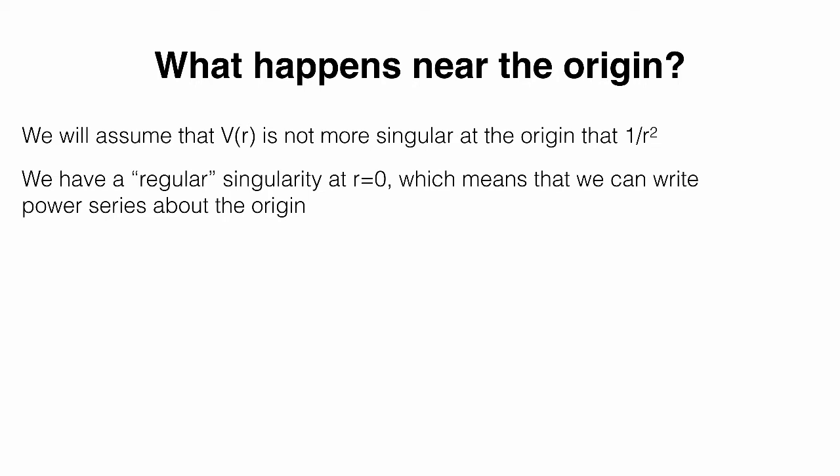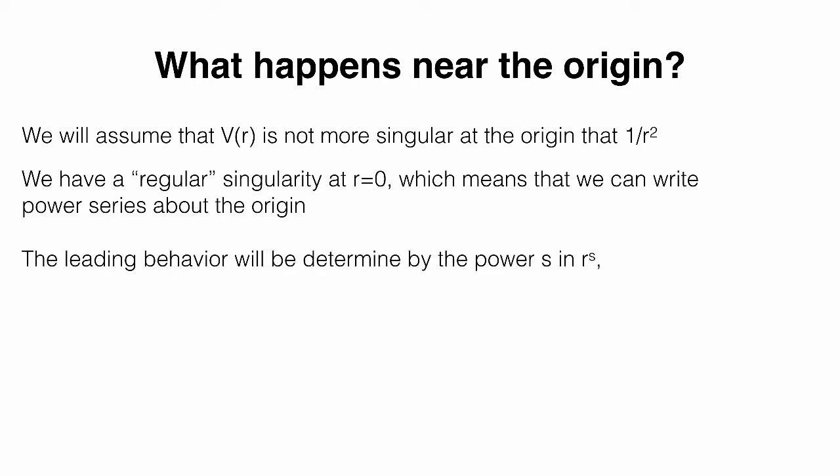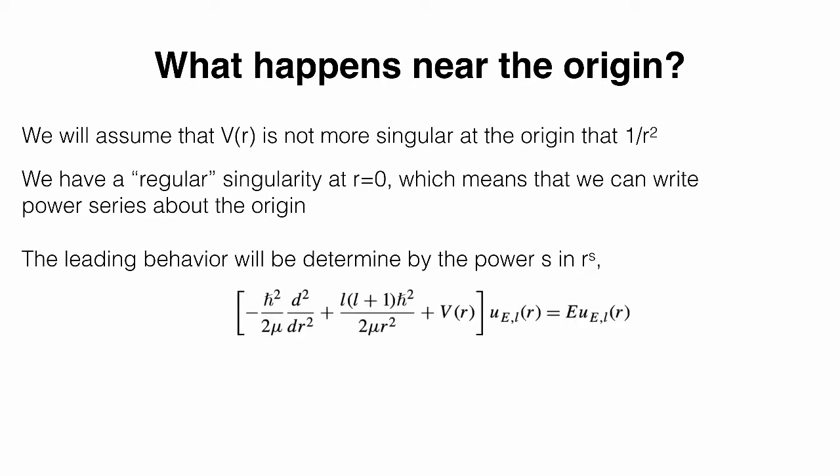And we are going to be able to write a power series around the origin. So we are going to suppose that near the origin, the solution of the problem is r to the power s. And if we have r to the power s, we can substitute it, and we don't know s, this is what we want to determine. We are going to substitute r to the power s in the equation we started with, which is this one.